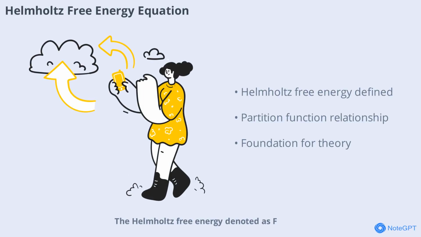Helmholtz free energy, denoted as F, is a central quantity in statistical mechanics. It is related to the partition function, Z, through the equation Z equals e to the minus beta F, where beta is the inverse temperature. This relationship allows us to connect thermodynamic properties with statistical ensembles. Understanding this equation is crucial for analyzing how systems exchange energy and reach equilibrium.